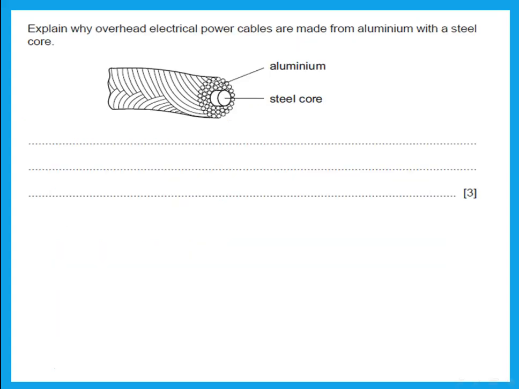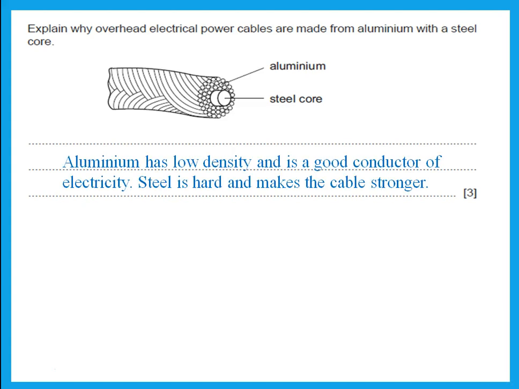Okay, explain why overhead electrical power cables are made from aluminium with a steel core. So why aluminium? Why steel core? We said aluminium has low density and is a good conductor of electricity. Steel is used because it is hard and makes the cable strong.